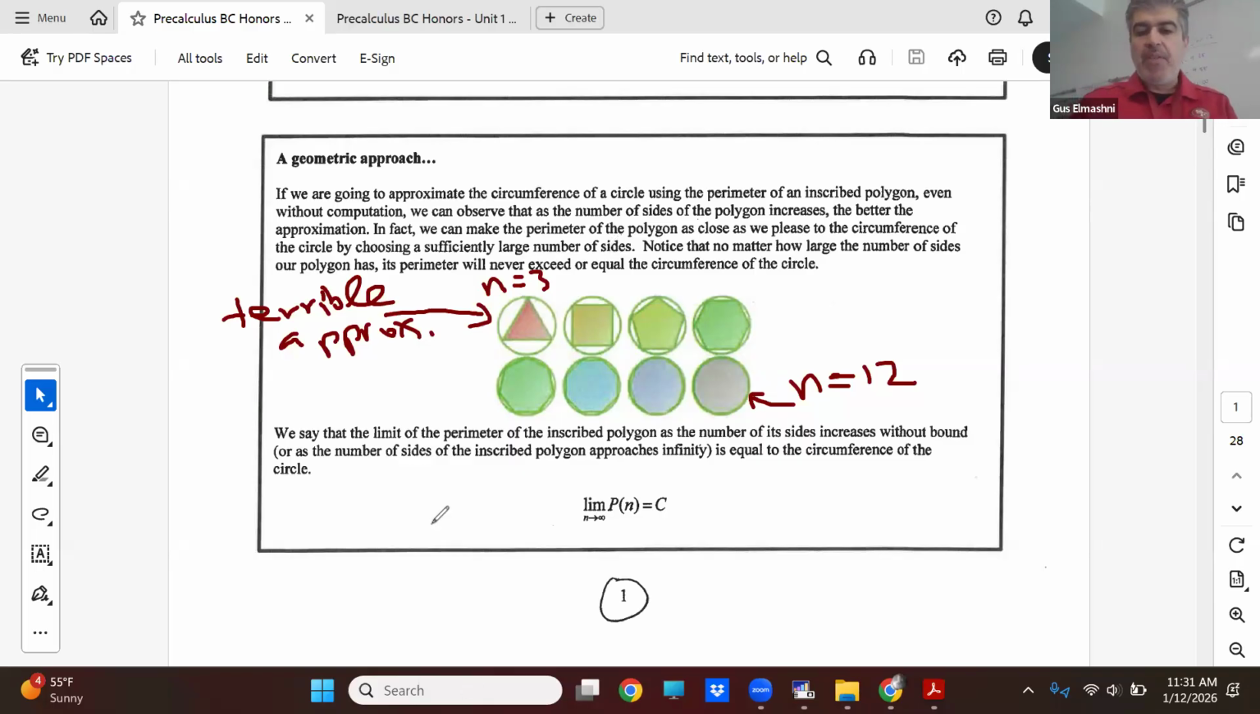So we think of it like a limit because we're never going to get there. But what we do know is that we can get pretty close to it. So as we increase the number of sides without bound, it's going to equal the circumference of the circle. So the limit as n approaches infinity of the perimeter as a function of n will equal the circumference. Circumference is 2 pi r.